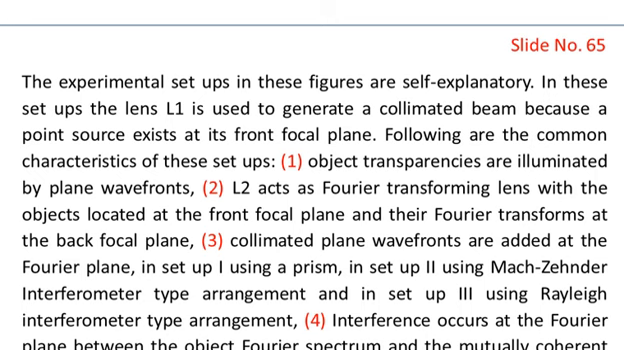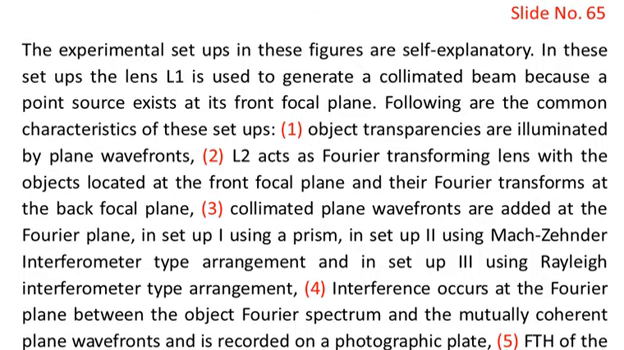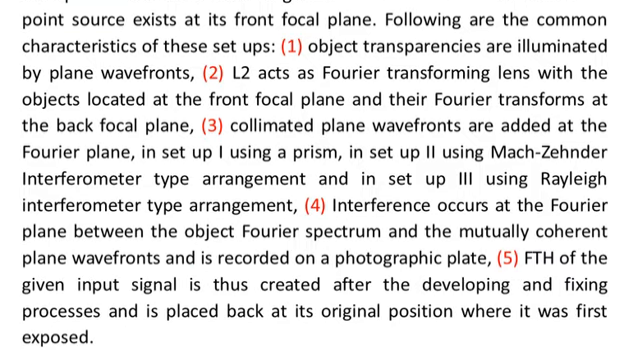Number 1. Object transparencies are illuminated by plane wave fronts. Number 2. L2 acts as a Fourier transforming lens with the objects located at the front focal plane and their Fourier transforms are at the back focal plane. Number 3. Collimated plane wave fronts are added at the Fourier plane in setup 1 using a prism, in setup 2 using a Mach-Zehnder interferometer type arrangement, and in setup 3 using a Rayleigh interferometer type arrangement.